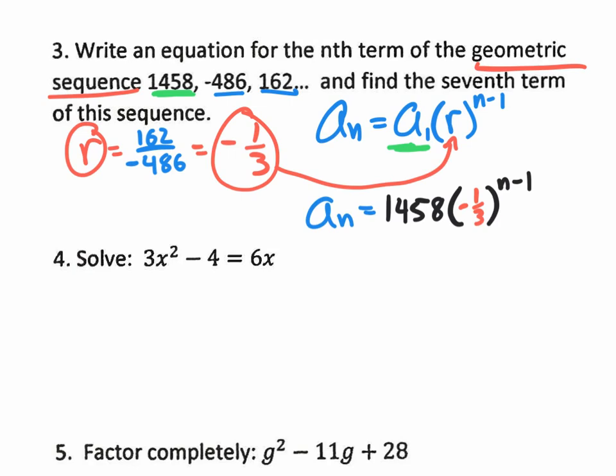If I were to plug in the number 2 into n, it'll actually give me negative 486. If I plug in a 2 right here, it'll be 2 minus 1, that's 1. You have a negative 1/3 times 1458. If you multiply it, it will give you negative 486. Okay? So it really does produce this list of numbers.